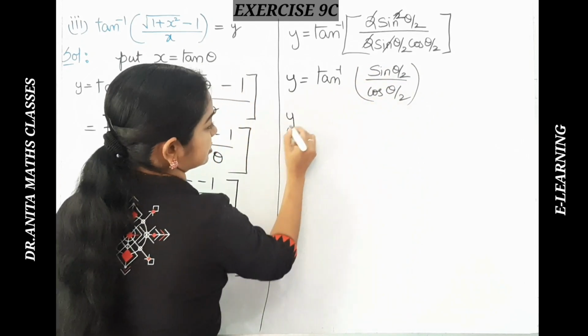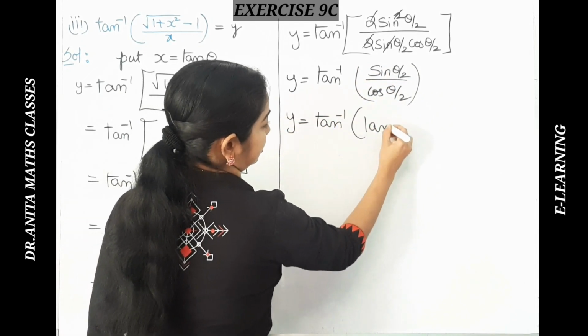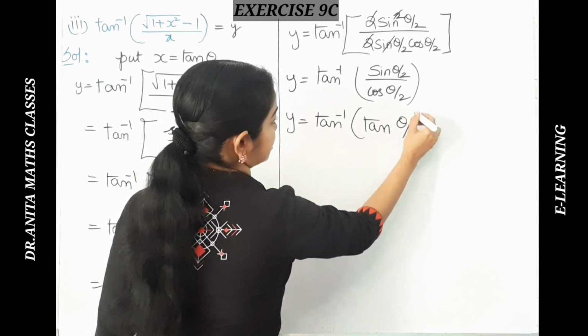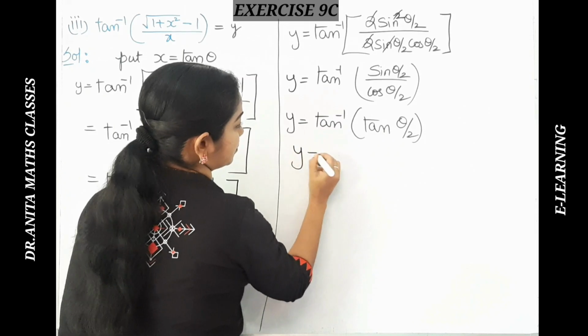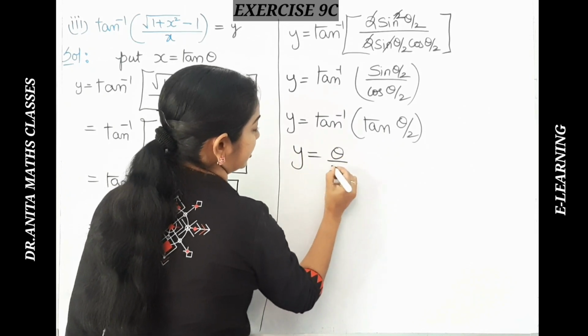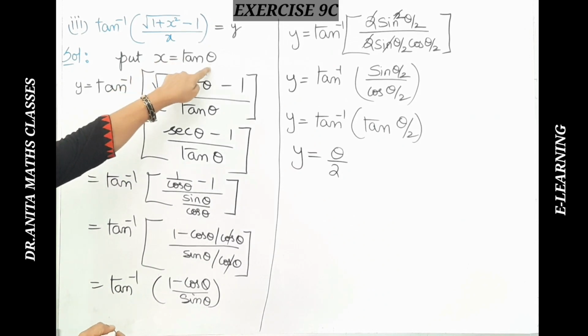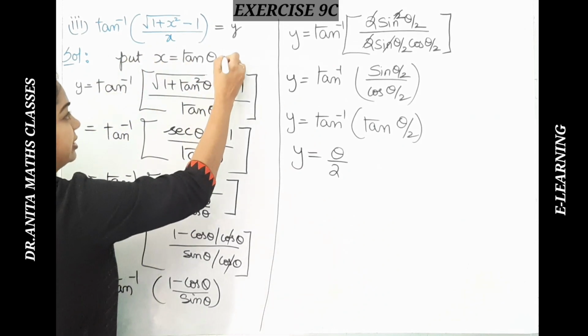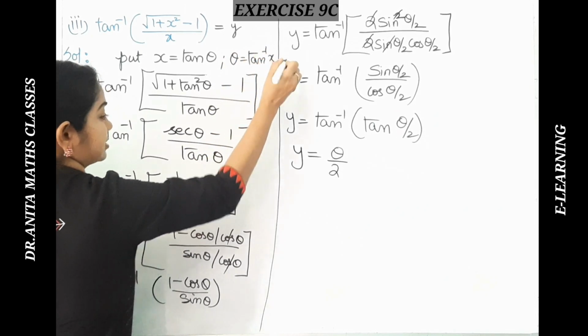So this forms tan inverse of tan theta by 2, sine by cos. So tan inverse and tan go off, and it becomes y equal to just theta by 2. Now what is theta? Here x is equal to tan theta, so theta is equal to tan inverse x. You can write it here also: theta is equal to tan inverse of x.